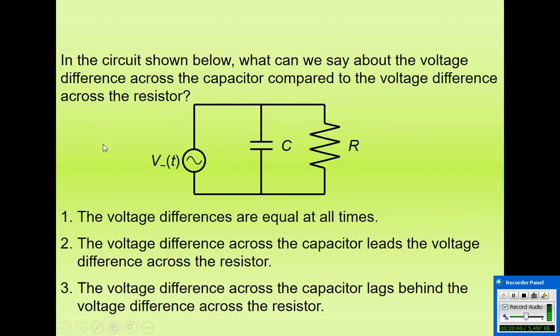Take a look at this conceptual question. We have a parallel circuit in which our alternating voltage source is hooked up to a capacitor along one path and a resistor along the other path. And the question is, what can we say about the voltage difference across the capacitor compared to the voltage difference across the resistor when they're in parallel? Are the voltage differences equal at all times? Does the voltage difference across the capacitor lead the voltage difference across the resistor? How about the voltage difference across the capacitor lags behind the voltage across the resistor? One of those three.